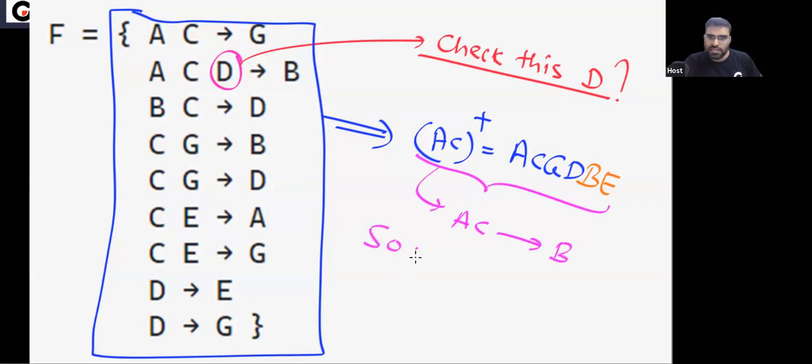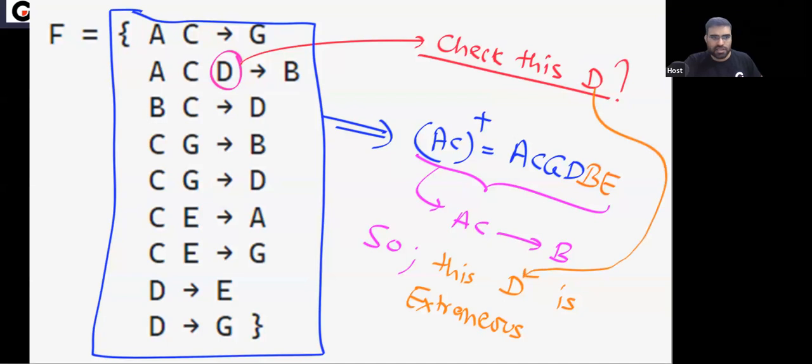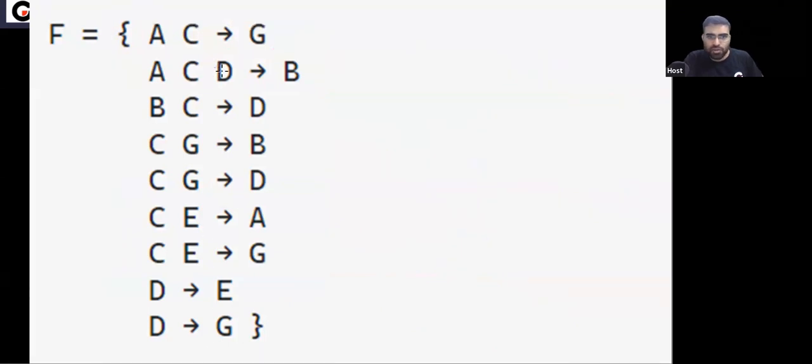So what can I say? This D is extra, right? Yes or no? So this D is actually extraneous on the LHS. This D is actually extraneous, so you can remove it. Is this clear? We can just remove it. So this D will be gone.